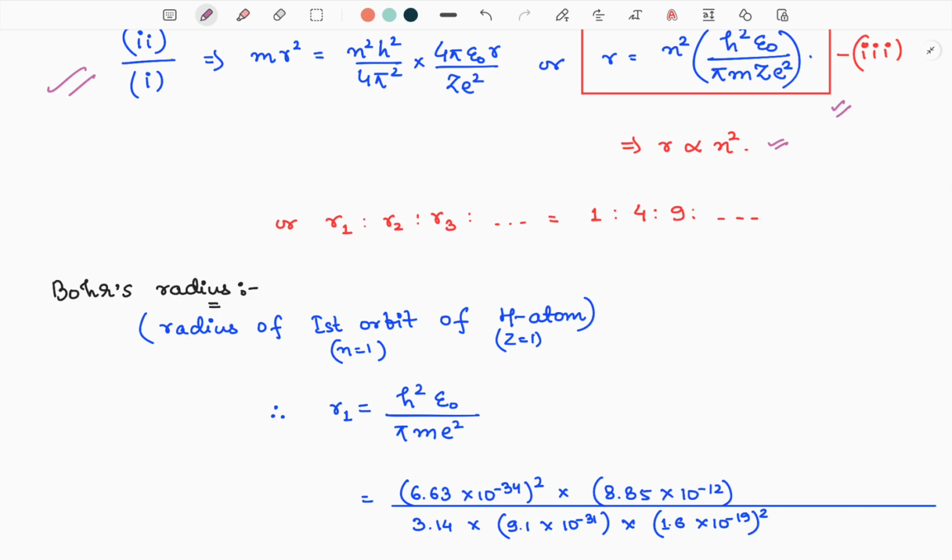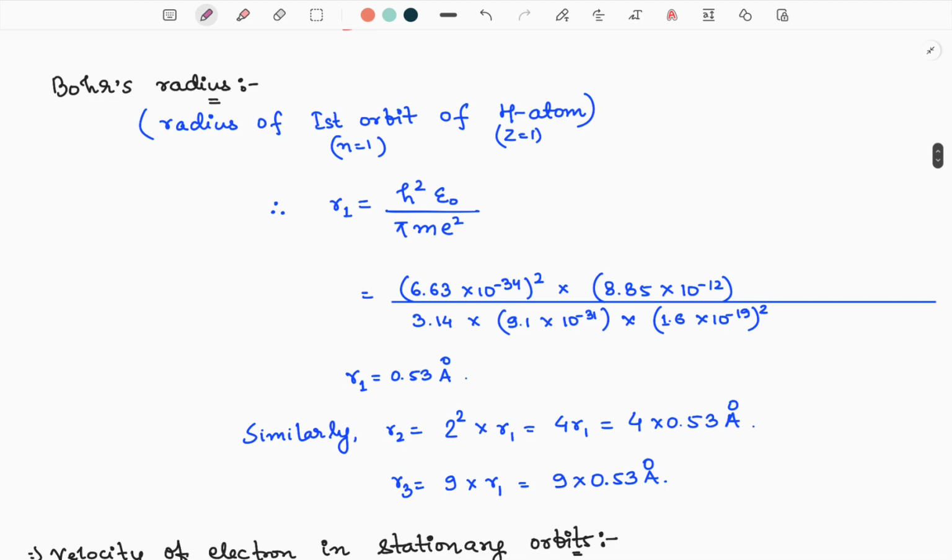So putting the values of h, epsilon naught, pi, m and e in this expression, you will get r1 is equal to 0.53 angstrom. Similarly, you can get r2 as 4 r1, r3 as 9 r1. It is 4 into 0.53 angstrom and 9 into 0.53 angstrom. Keep in mind 1 angstrom is equal to 10 to the power minus 10 meter.